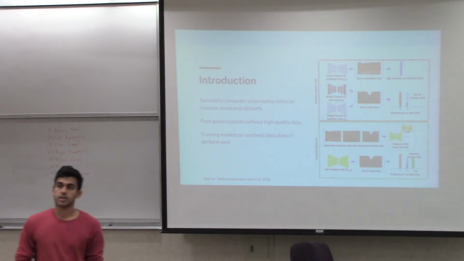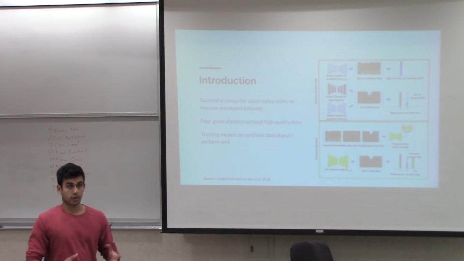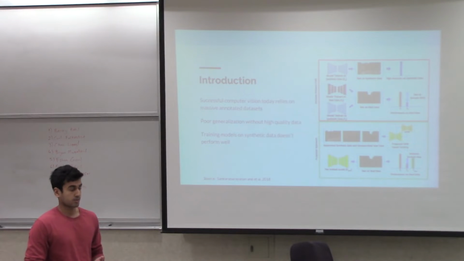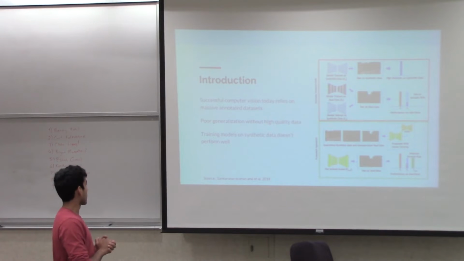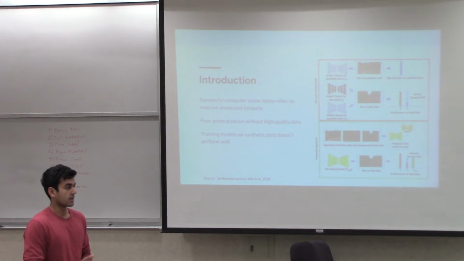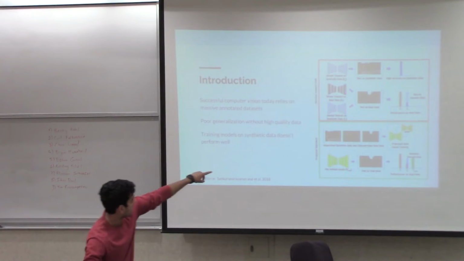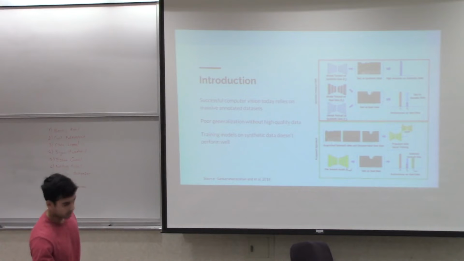Just as a brief introduction, successful computer vision today oftentimes relies on very massive annotated data sets that are costly to collect and costly to label. Without this high quality data, or without a lot of it, it often leads to poor generalization despite recent advances in neural network architectures. One solution that has been attempted is to train models on synthetic data. However, that hasn't been found to perform well because of latent differences between real and synthetic data, the real data being the data you infer on, as you could probably see up there in the top right corner.